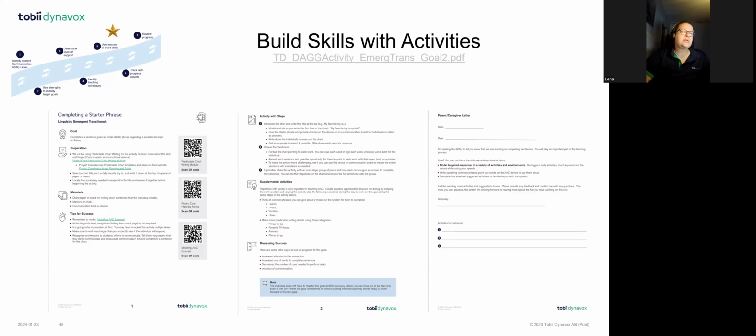They may include things such as the materials and suggestions, how to prepare for the activity, the tips for success, how do you get there, the detailed steps for each activity, some supplemental activities, what can we do additionally, how to measure a success. We just talked that measuring a success can be a hard thing. And it also, like previously, includes the parent letter for connecting to home or to school. You can find all those activities linked.